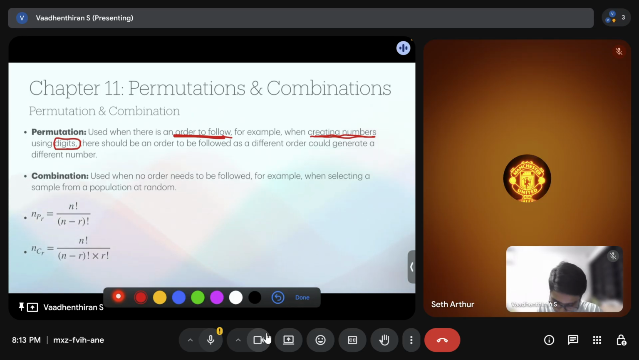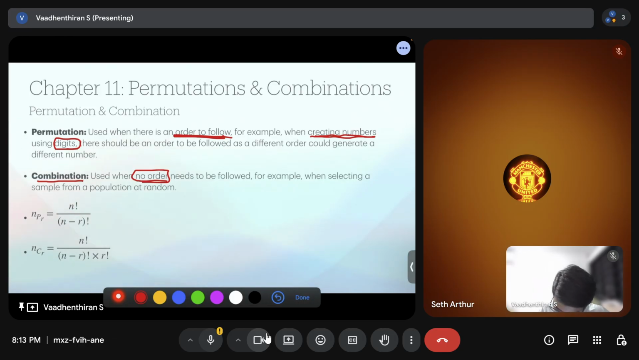Okay, yeah. So at different positions, the result might change. So you need to use permutation when there's an order to be followed. Combination is when there is no order to be followed. So there is no order. Basically, you're randomly selecting some students from a group, and that is when you use combination.